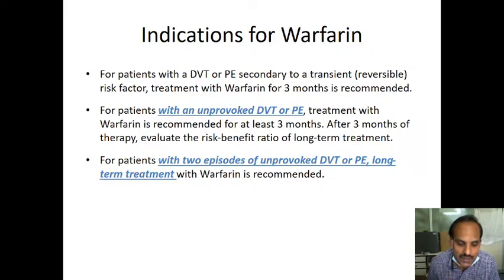Now half-life is itself 60 hours, so you can imagine that it will take at least 1 to 3 days for the effect of warfarin to start. Ideally, to start it will take 1 to 3 days, and peak effect will come in 5 days. So if I come with an emergency pulmonary thromboembolism or emergency DVT, in that condition if I give warfarin, it is not going to help, because it will start its action in 1 to 3 days and peak in 3 to 5 days.